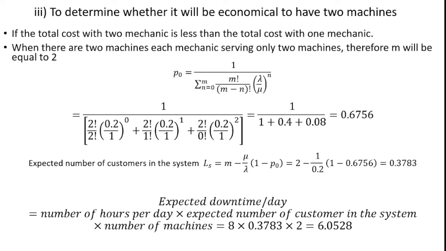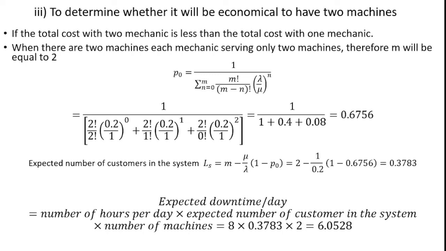Now you can understand why I put 2 as the small m: I have two mechanics, so I can allocate the mechanics to different machines, dividing the 4 machines into 2 for every mechanic. So here small m is equal to 2. Likewise, I can determine the P0 value, and I get 0.6756.